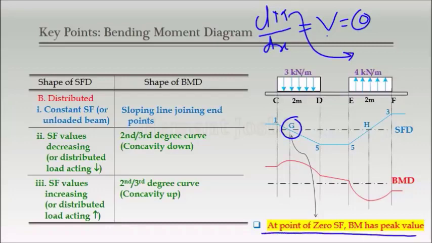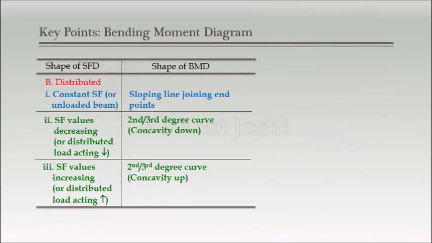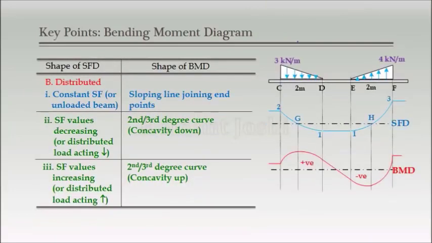That is written here. Whenever there is a zero shear point like G, at that particular point, this particular bending moment is peak value. Observe here also, for H point, there is a zero shear point, and if I extend that point here, the bending moment diagram has peak value. So that particular point, again, we have to focus on. See here, as I said, whenever UVL is acting downward, BMD is concave down, UVL is acting upward, BMD is concavity up. So simple point to remember regarding this one.